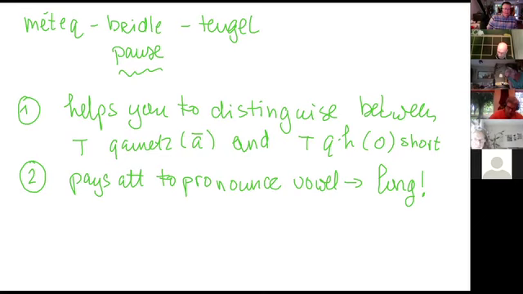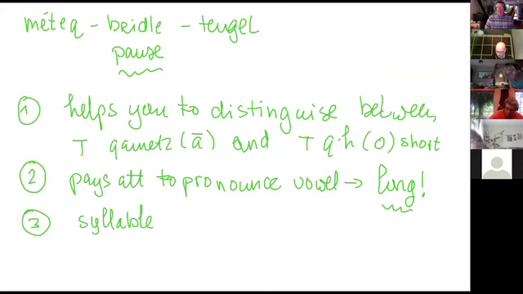And the third reason, it's a syllable marker, because when you have a long vowel, most of the times you end the syllable. A syllable marker. So when you see a metech, you know, pay attention, I need to pronounce this vowel. It might be short, but the metech makes it long. So therefore, it's a syllable marker.